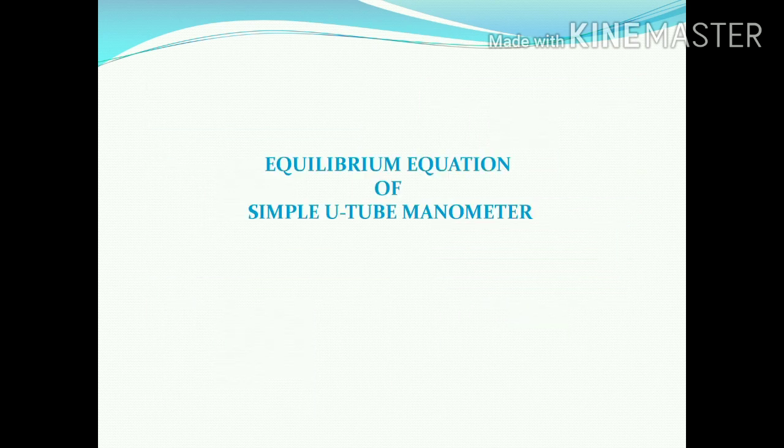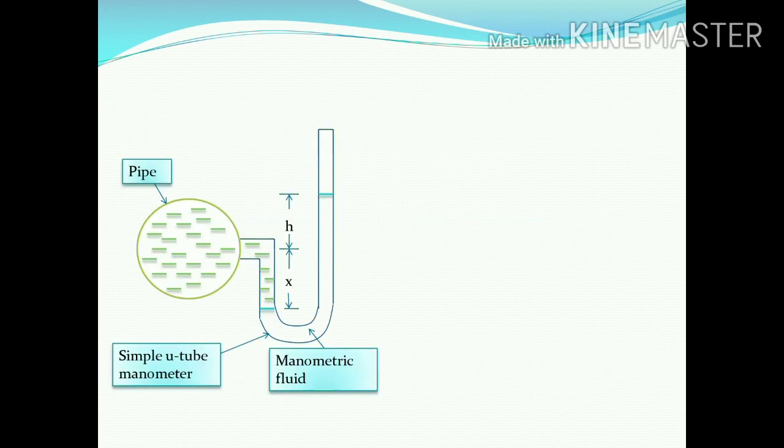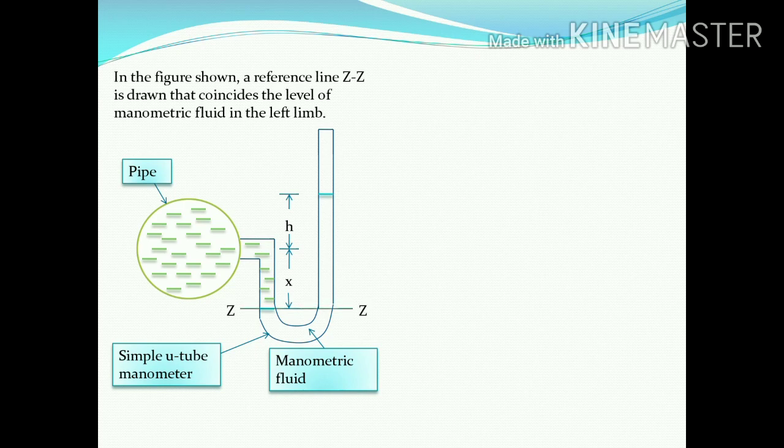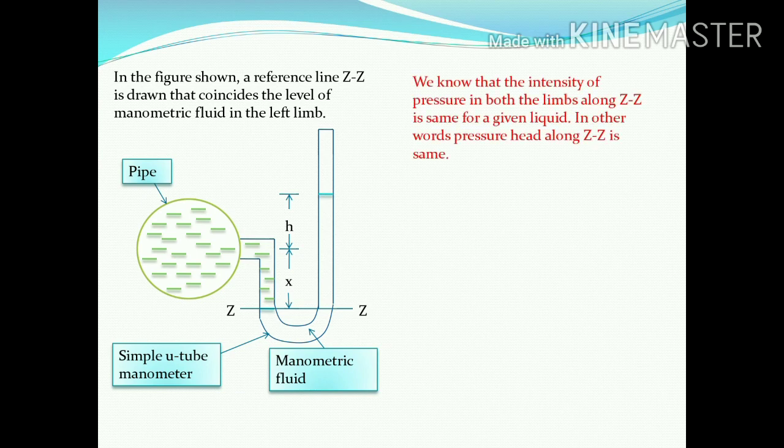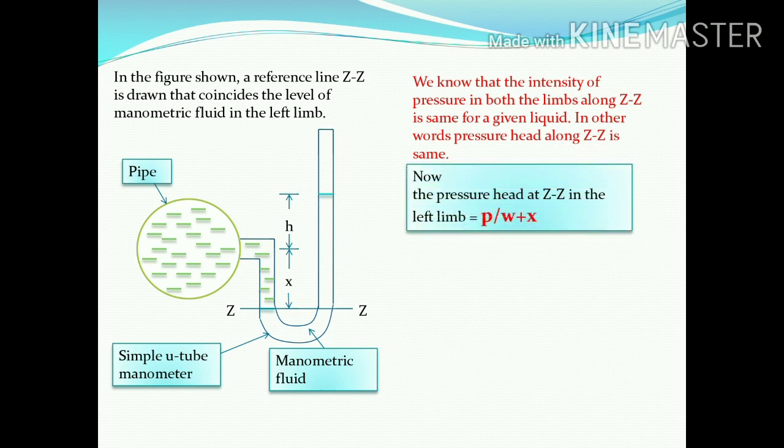Let's understand the equilibrium equation of a simple U-tube manometer. So there is a pipe and one U-tube manometer is connected to the pipe at the gauge point. In the figure shown, a reference line ZZ is drawn that coincides with the level of manometric fluid in the left limb. We know that the intensity of pressure in both the limbs along ZZ is the same for a given liquid. In other words, pressure head along ZZ is the same.